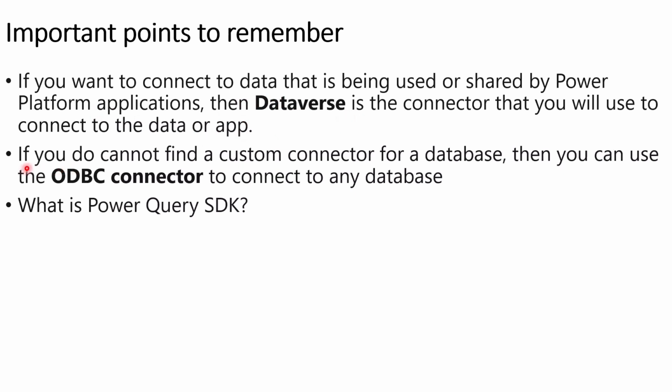Similarly, there is another point: if you do not find a custom connector for a database, then you can use the ODBC connector to connect to any database. There are a few databases that are not supported as a separate connector inside Power Query. I remember Cassandra is probably one of those, and there might be a few others, but you do not have to worry if you cannot find a connector for a particular database. Then you can use the ODBC connector. Just go in Power Query Editor, use the ODBC connector, pass the credentials, and you can connect to any database.